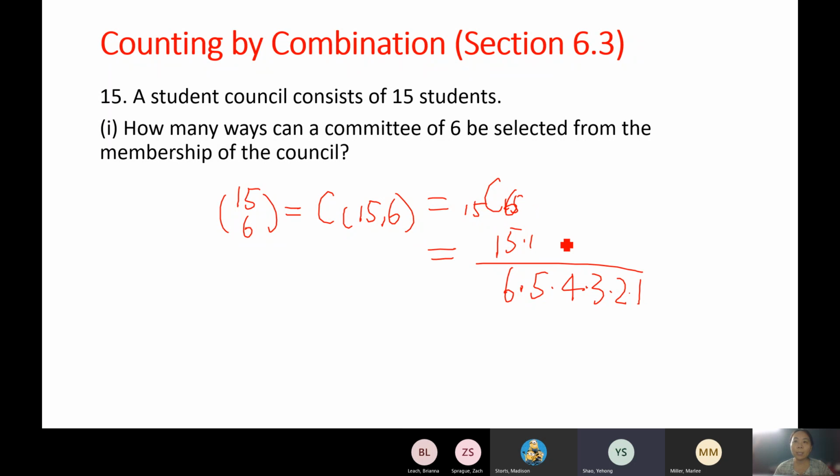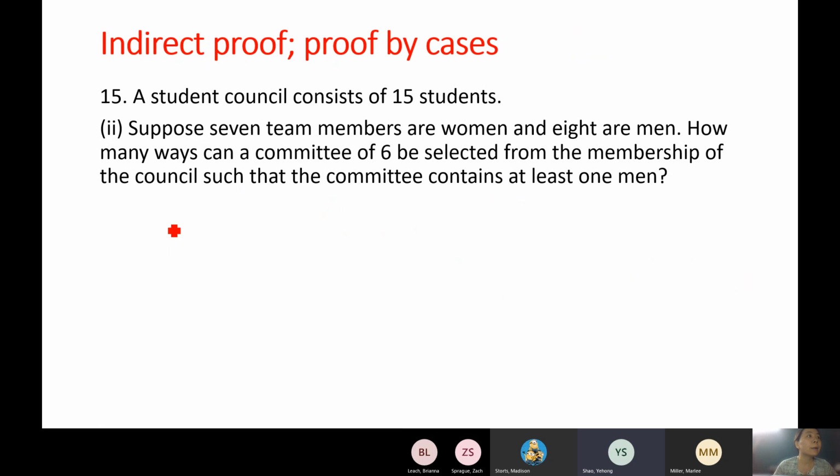So the bottom has 6 numbers. The top should also have 6 numbers. Okay. So I think after you reduce, you should get 5,005. Okay. Now the final one, I have 1 minute left. So if I can, I guess I can quickly go over this.